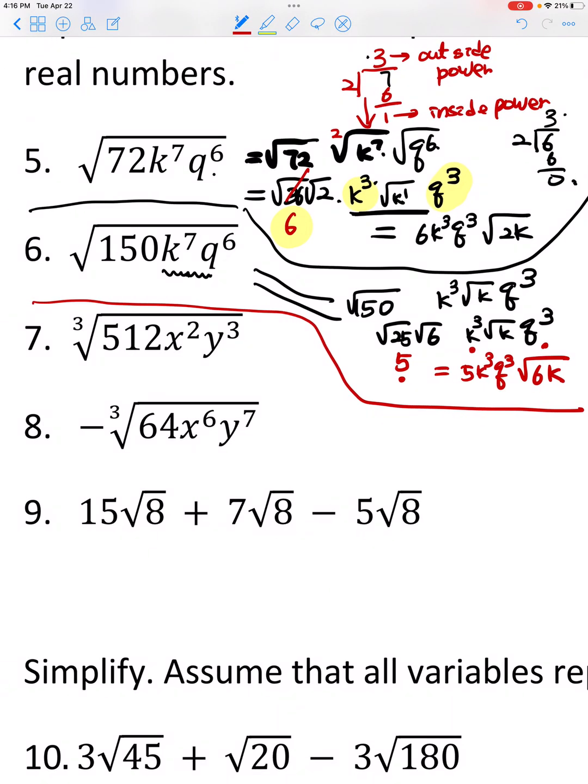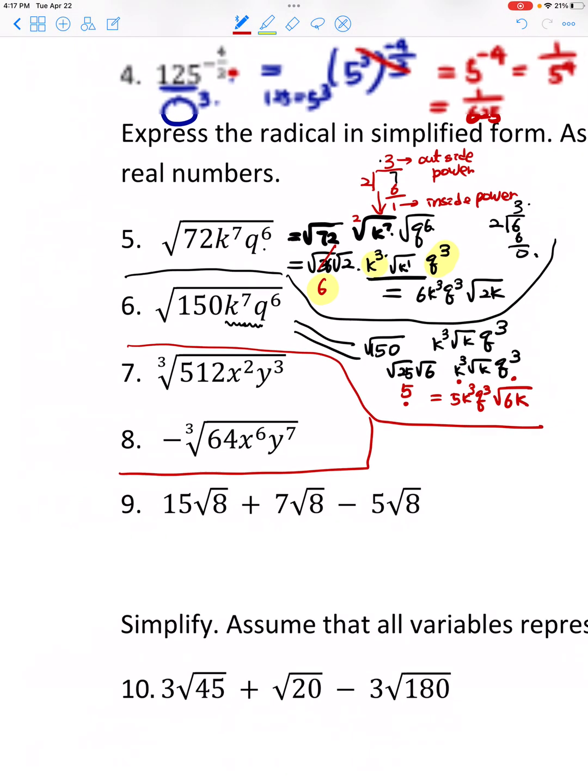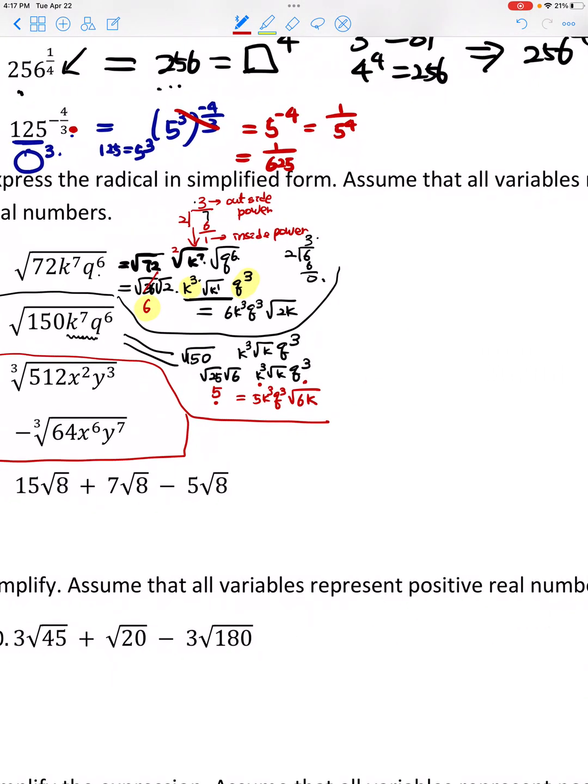Alright, so we're going to go to 7. 7 and 8, I have a small space. Oh, I do have a space here. Okay, so 7.